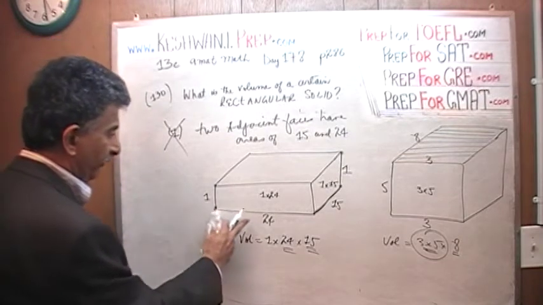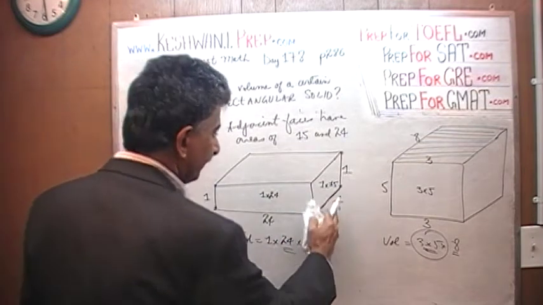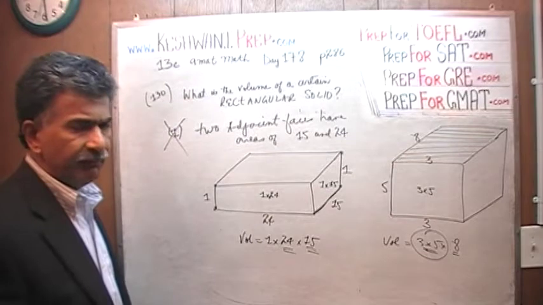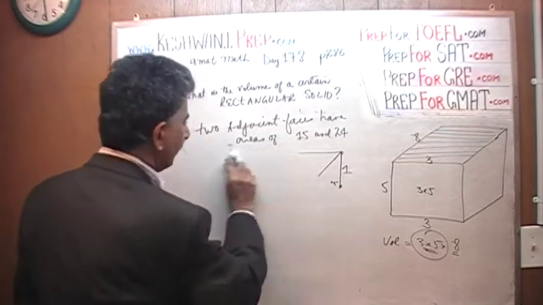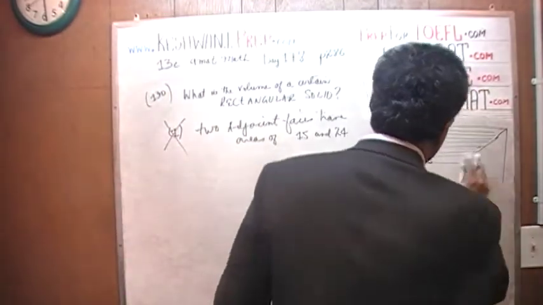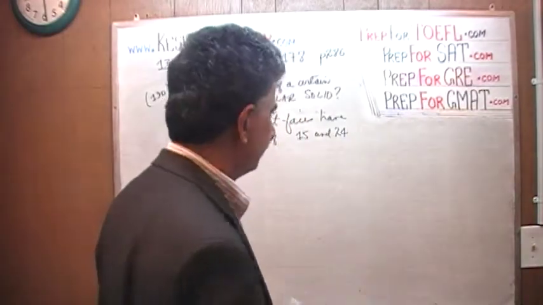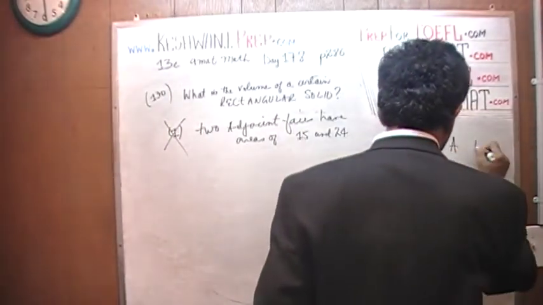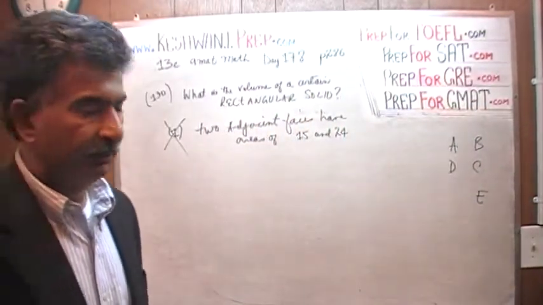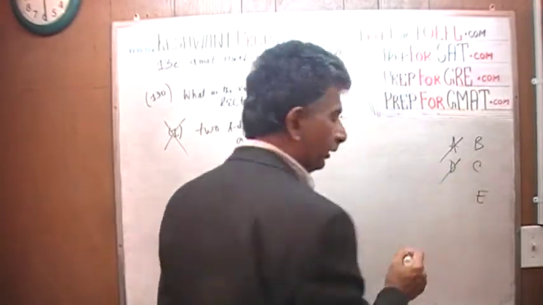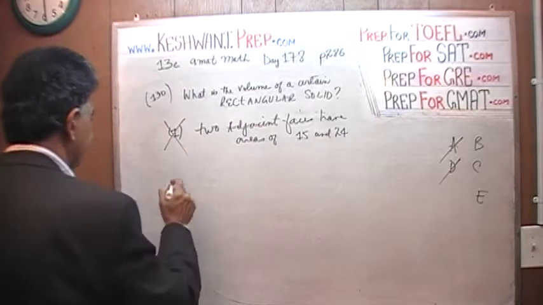For example, we could have a half and a 48, and the same thing here, a half and a 48, and a half and a 30. That would do the job. There are infinite possibilities. These are just two of the simplest cases. We cannot tell. The first statement is not enough. A, D, B, C, E. Since the first statement by itself is not sufficient, the answer cannot be A or D. It would have to be either B, C, or E. Let's see what they tell us in the second statement.